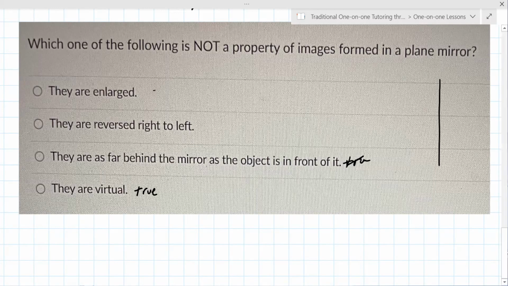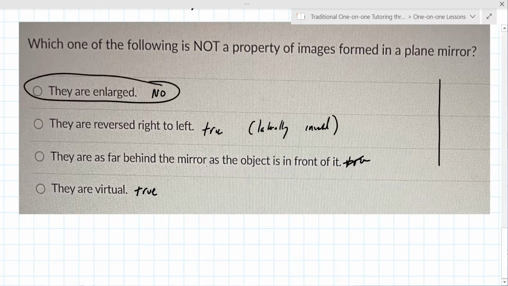And the answer is no, they're not enlarged, but they are sort of reversed left and right. They sometimes call that laterally inverted. Because it's the same size, like you don't look bigger or smaller. So this would be the best choice, in my opinion, with this.